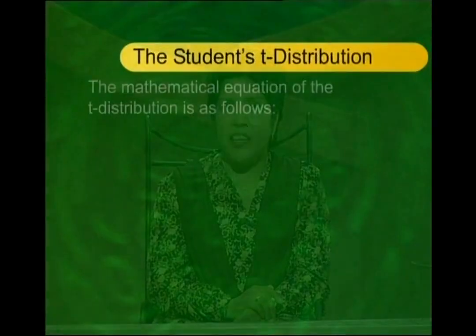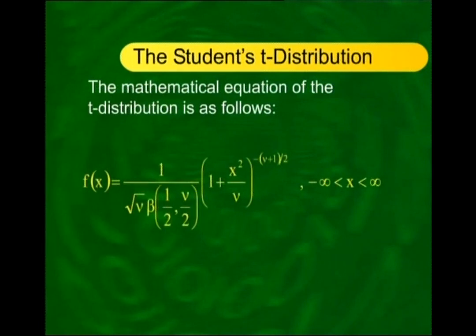As you now see on the screen, the T distribution is well known as the student's T distribution. Student is the pseudonym of the person who derived this particular distribution. The mathematical equation of the T distribution is f of x is equal to 1 over square root of nu multiplied by the beta function, beta half comma nu by 2, and this whole expression multiplied by 1 plus x square over nu whole raised to minus nu plus 1 over 2. And this function is valid from minus infinity to plus infinity.